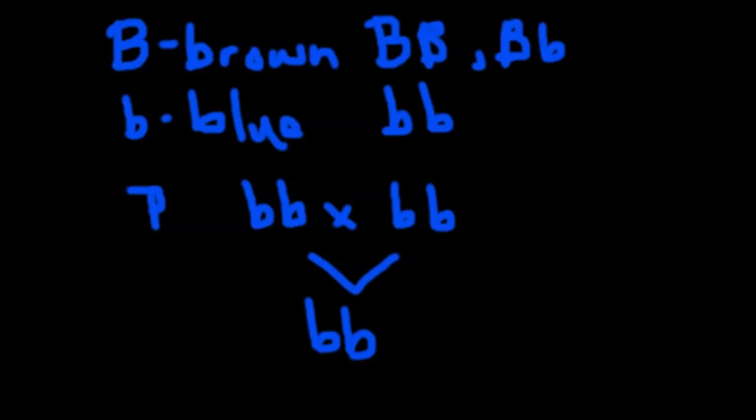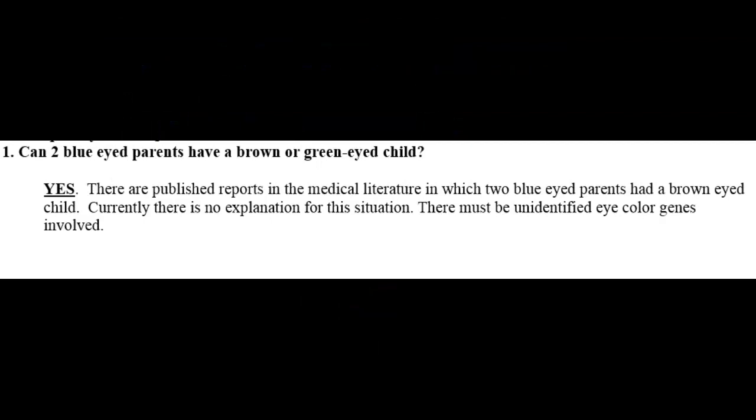And actually, for reasons unknown, they can. I mean, there's a lot about eye color that we don't know. So there are reports in the medical literature in which two blue-eyed parents had a brown-eyed child. This is more than once. Currently, there's no explanation, but genetically, they were the parents, and genetically, that was their child. So there must be some kind of unidentified eye color genes involved that we don't know about.